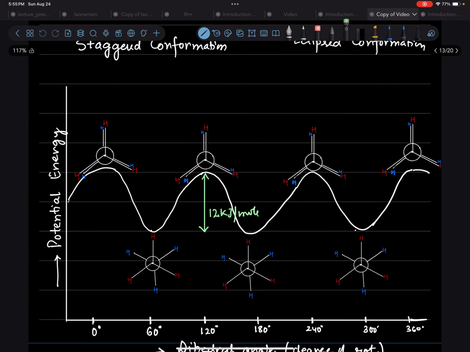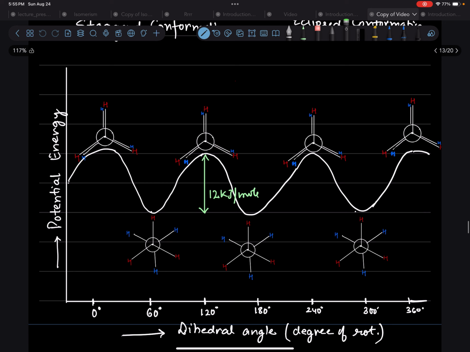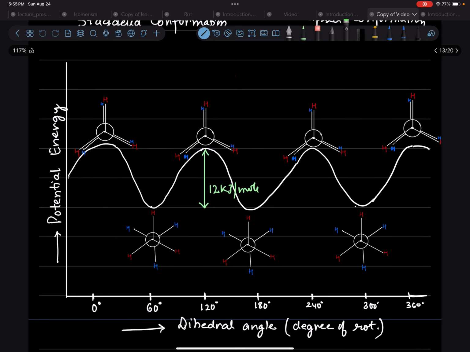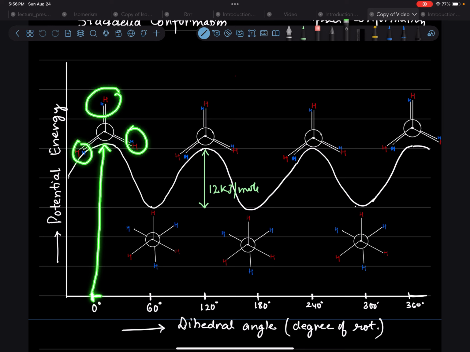So we are going to plot them as an energy diagram. On the vertical axis we have the potential energy, so you can take it as energy, and on the horizontal axis we have the dihedral angle. When the dihedral angle is 0 degrees, the conformation is the eclipsed one, where the energy is higher because of the torsional strain. And then when you move this by 60 degrees, this hydrogen comes here, which you can see.